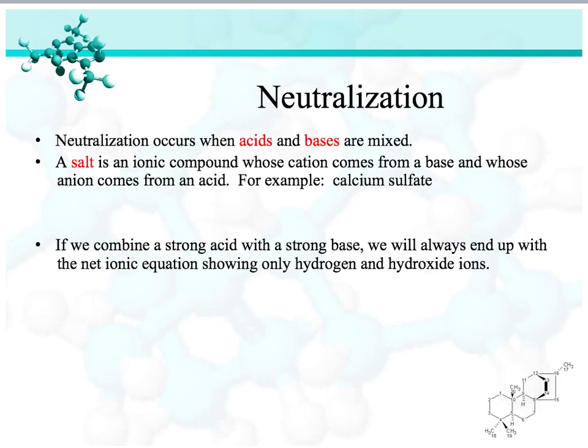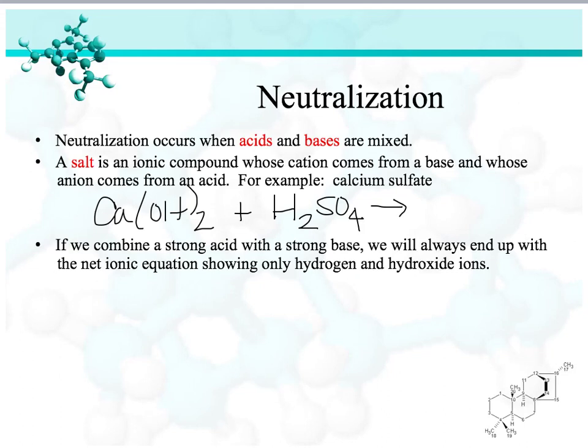Well, neutralization occurs when acids and bases are mixed. A salt is an ionic compound whose cation comes from the base and whose anion comes from an acid. So if we have calcium sulfate, the calcium comes from the base calcium hydroxide, and the sulfate comes from the acid H2SO4. So if we've combined these two compounds, then we will get calcium sulfate plus, oh, it's neutralization. What does that mean you probably form? Oh yeah, water. And so water is always a product when you combine these.